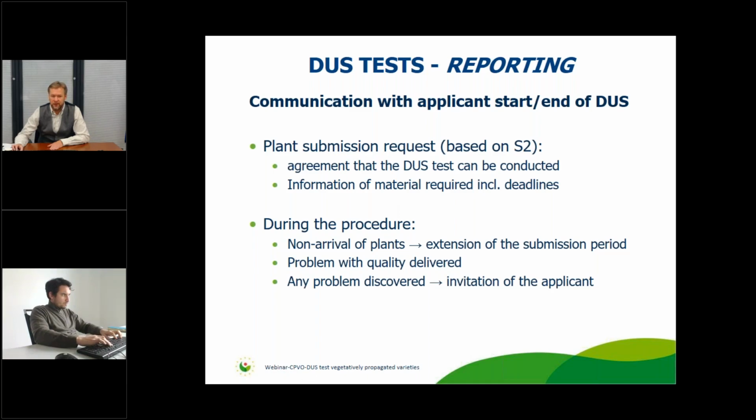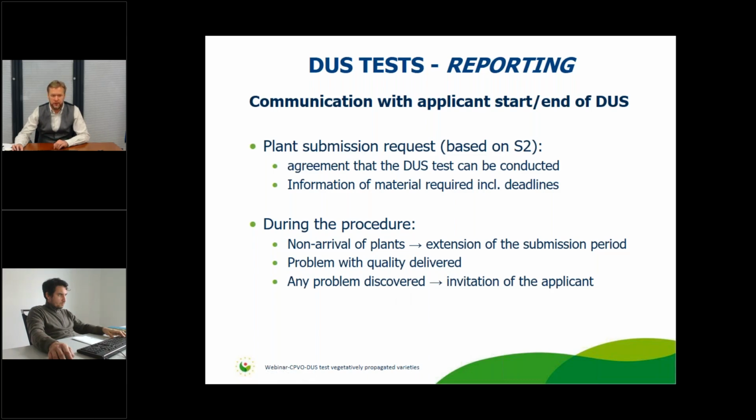During the procedure, common notifications received from the technical expert or from the case holder include information on the non-arrival of plant material. In this case, we usually can give a time extension of a few days up to a few weeks, but never more. We inform if there are problems with the quality of the plant material submitted. If this is right at the beginning, we often can offer to submit a new sample. And we inform the breeder or the applicant on any problem discovered during the test. In this case, we can only invite the applicant to see the problem and discuss the matter with the examiner, but at this stage, it's no longer possible to exchange the material already submitted.